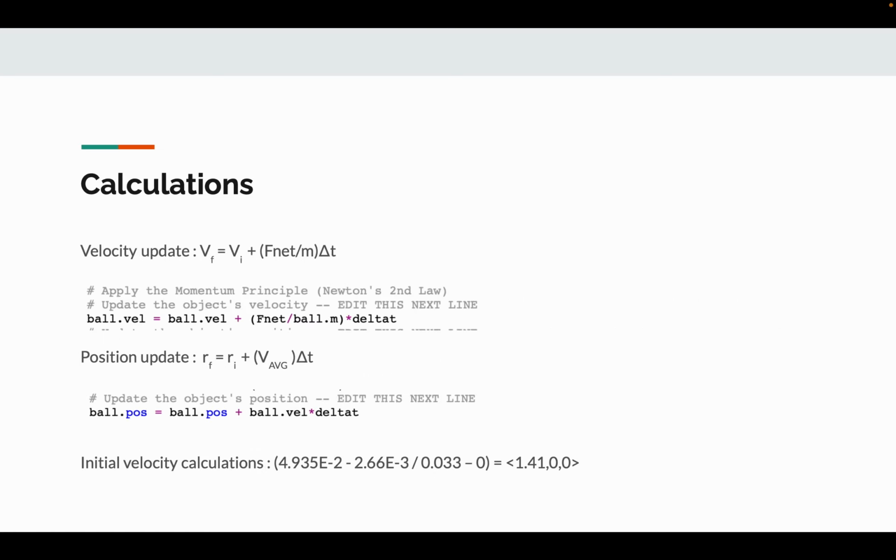In this lab, there are some important calculations that we should know. We have the velocity update formula, which is final velocity equals initial velocity plus net force divided by mass times delta t. We have the position update formula, which is final position equals initial position plus average velocity times delta t. And we have our initial velocity calculations seen down below, which came from our experiment.